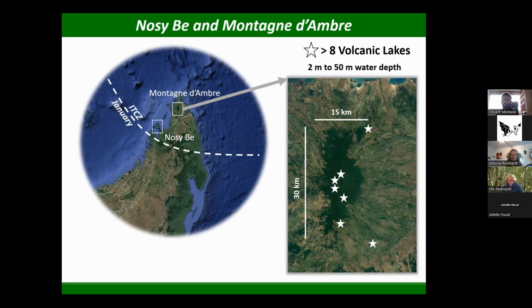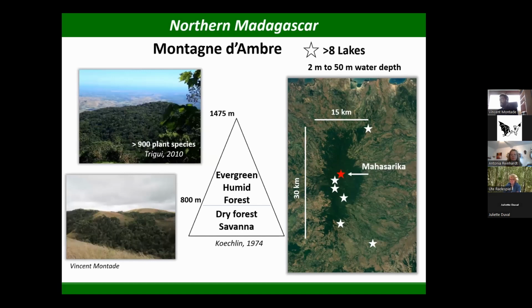So, as I said, there are many lakes in this mountain, and we studied several of them. In this case, I will present new results from Lake Mansarika, which is located at 1,000 meters above sea level inside the evergreen humid forest. And today, around this mountain, we have dry savanna or dry forest, but mainly the vegetation around the Montagne d'Ambre is a disturbed savanna and forest due to recent human impact.